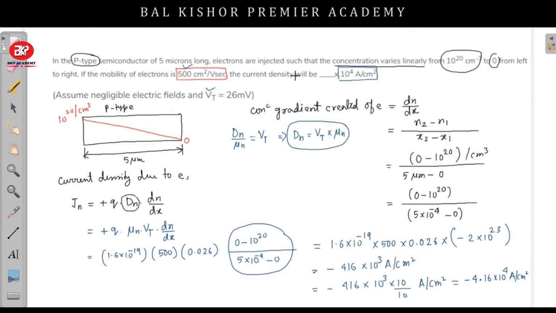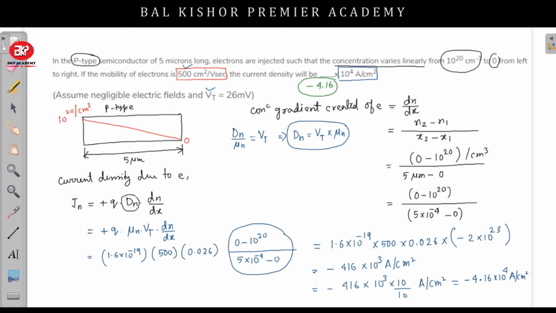So my answer will be, what will be the answer? The answer will be minus 4.16. So this will be the answer of this question. Now, this was my question on diffusion. Now let us see another question.